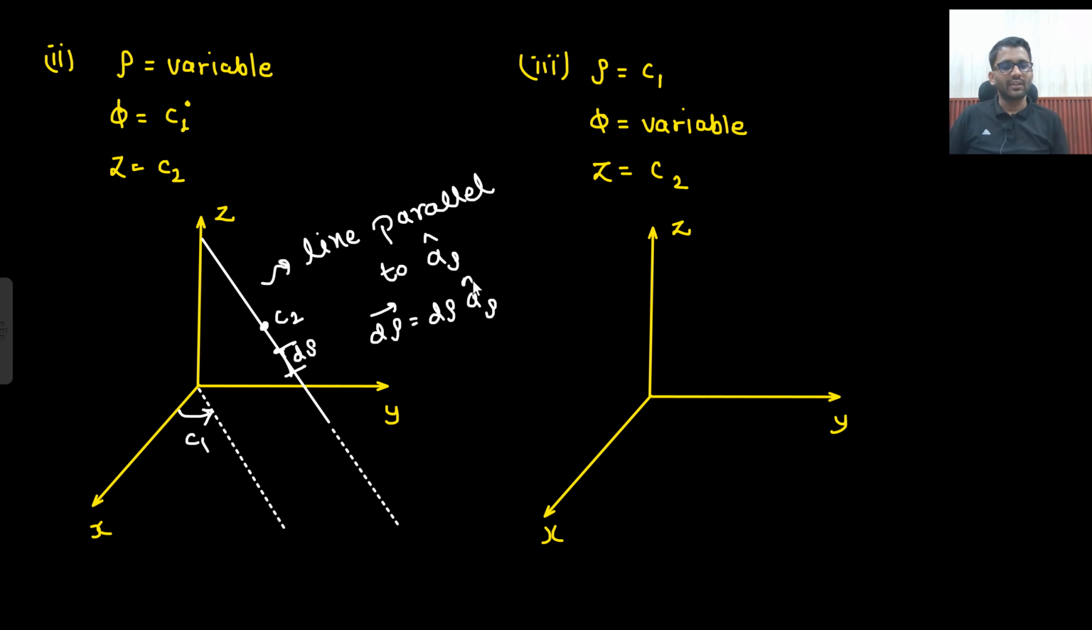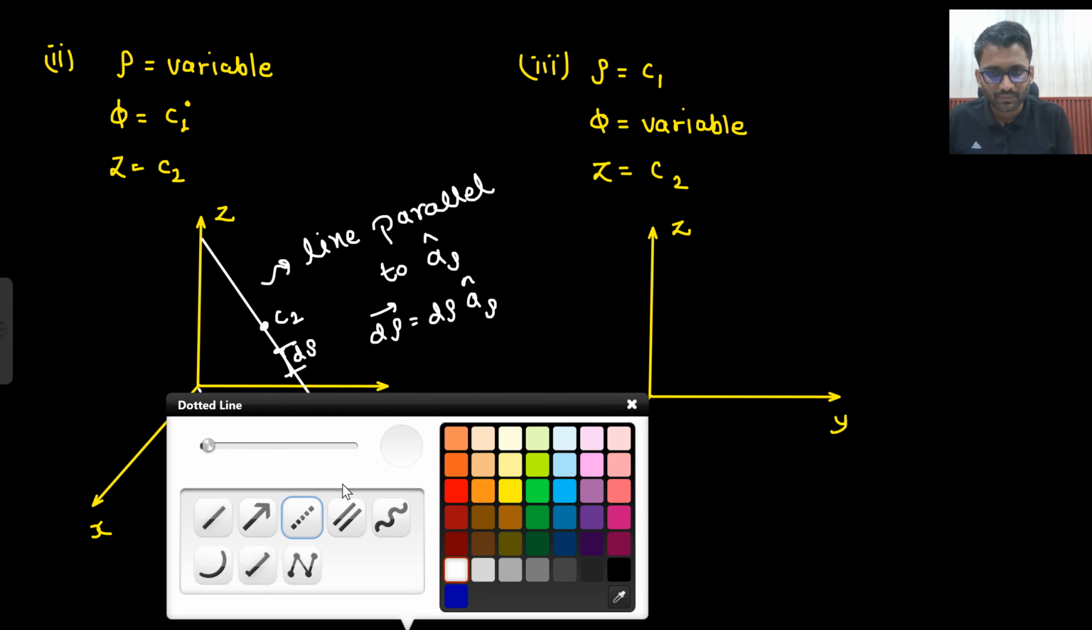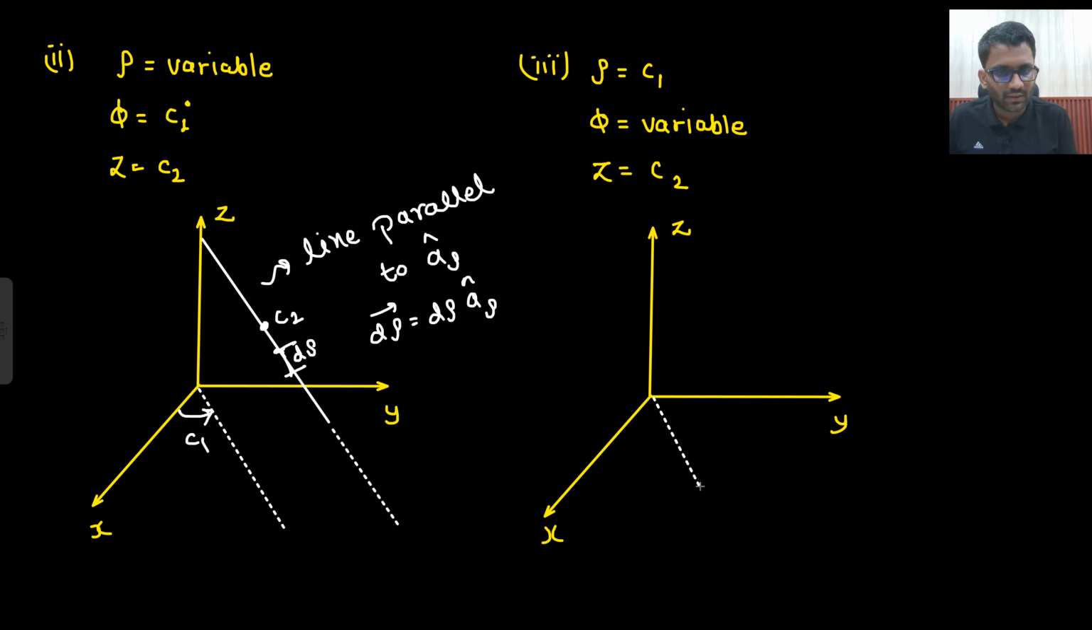Next one will be more interesting. Try making it on your own. C1 is fixed, right? Rho distance is fixed. That is how much distance you need to walk, that is fixed. The height is also fixed. At which height will you walk the distance? At height C2, you will walk the distance C1. But what is the scene?